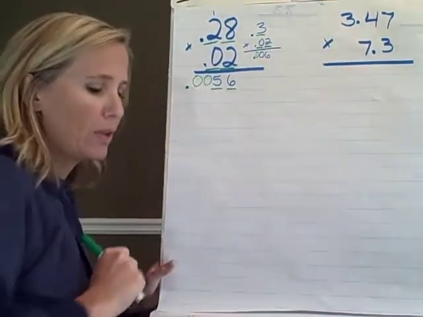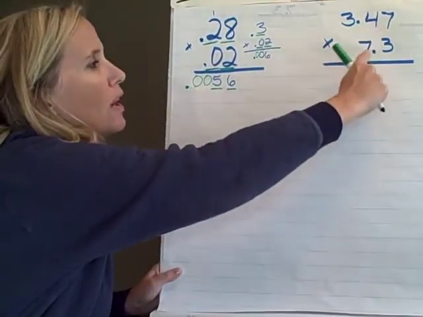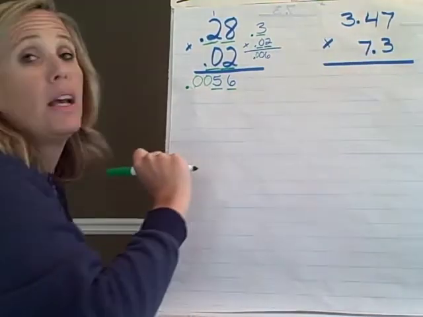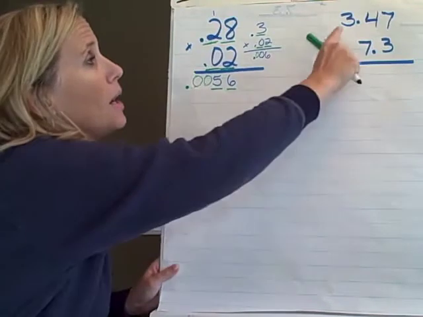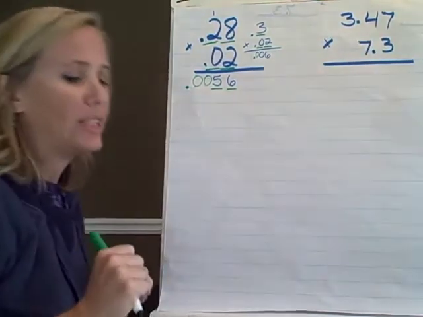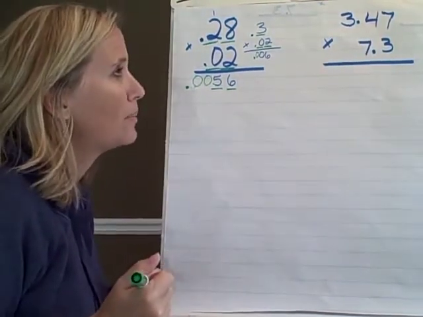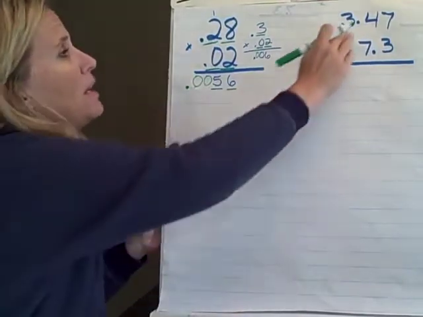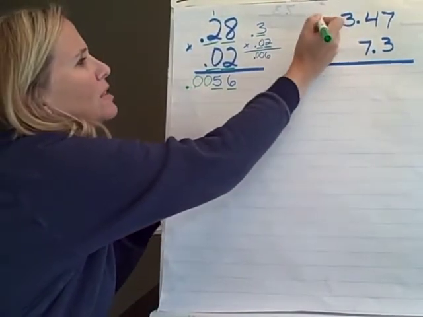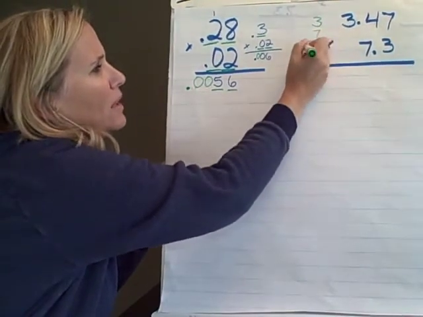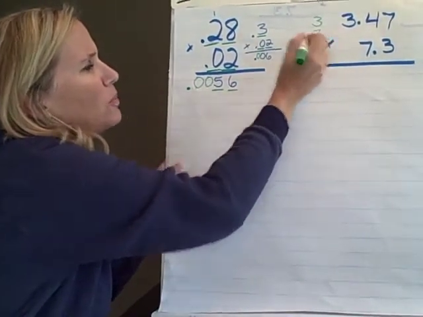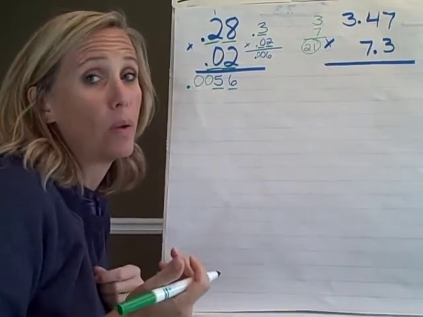I lined up the problem vertically. I have 3 and 47 hundredths times 7 and 3 tenths. Now notice 7 and 3 tenths is the bigger number. 7 is greater than 3, but 3 and 47 hundredths has more digits in it, so I put that on top. All right, then I'm going to estimate. Well, 3 and 47 hundredths I'm going to estimate to about 3, and 7 and 3 tenths I'm going to estimate to about 7. And if you look, my answer should be somewhere around 21.